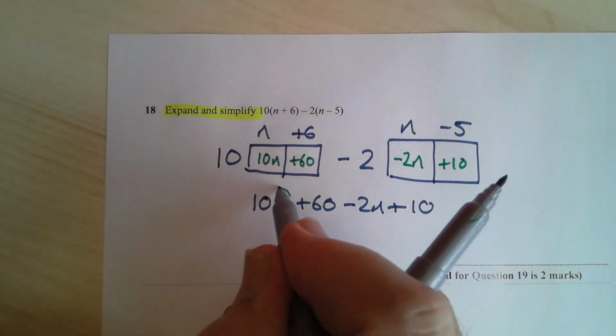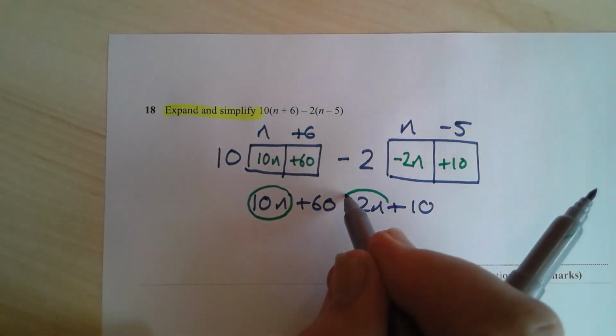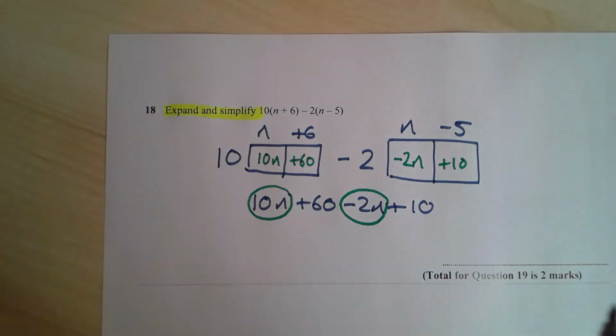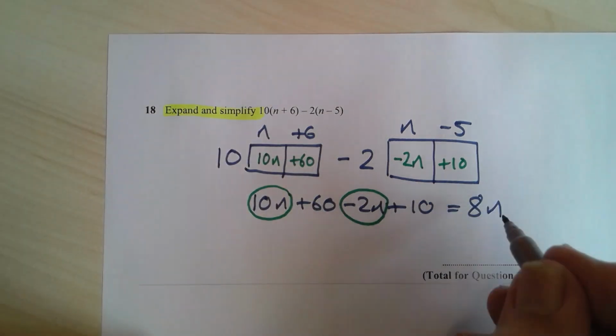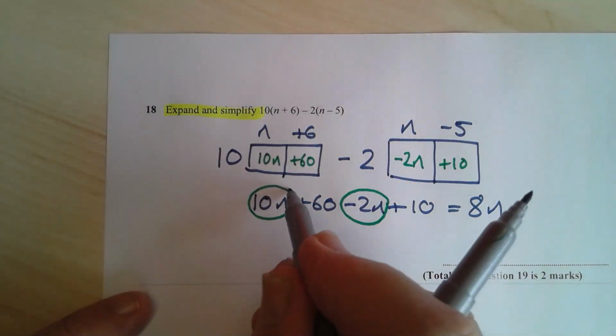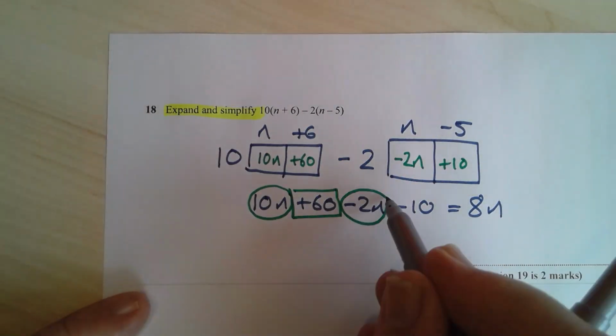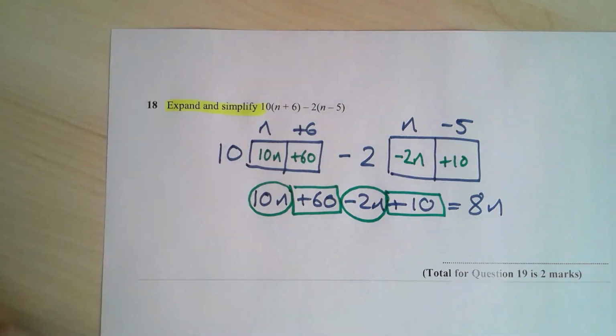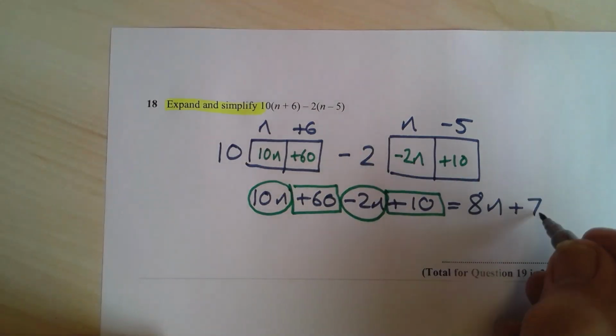So I've got a 10n and I'm taking away 2n to leave me with 8n. Then lastly I've got 60 plus 10 to give me 70.